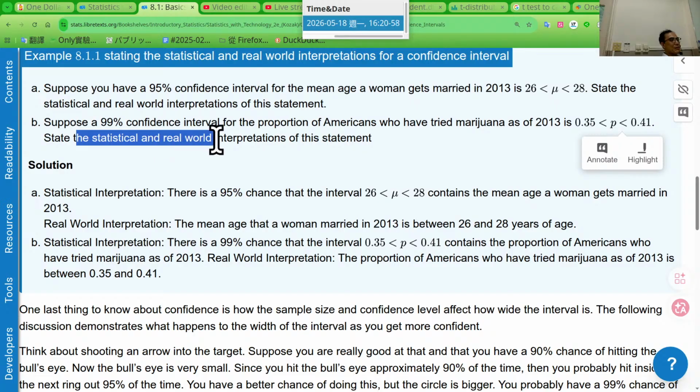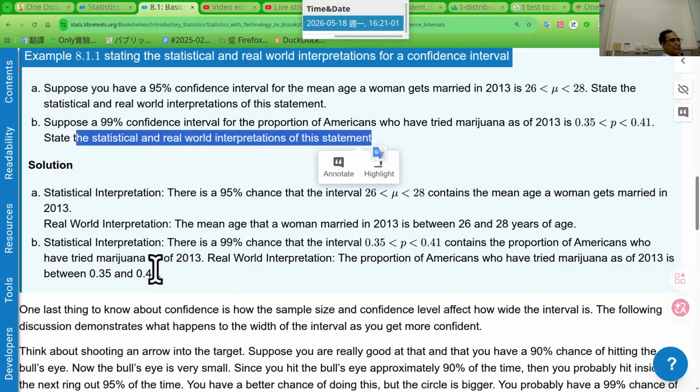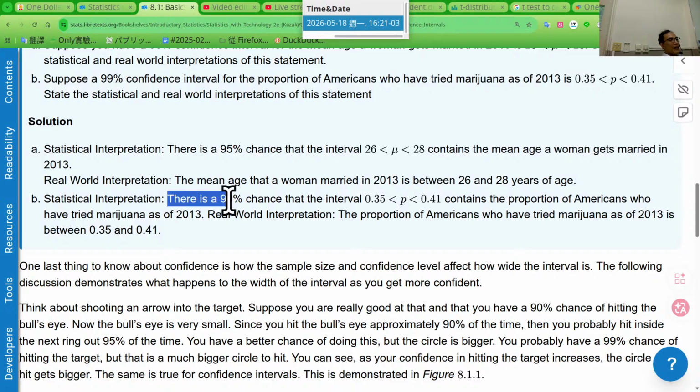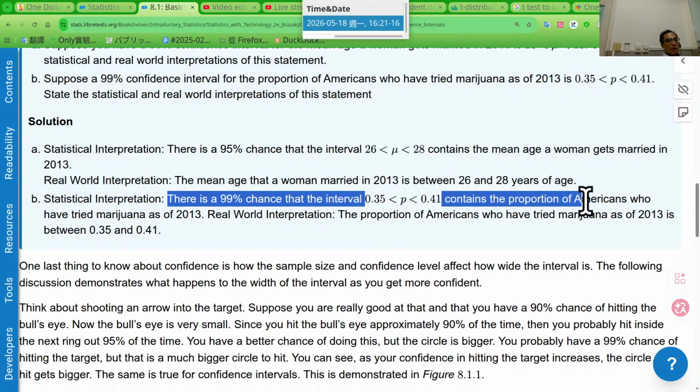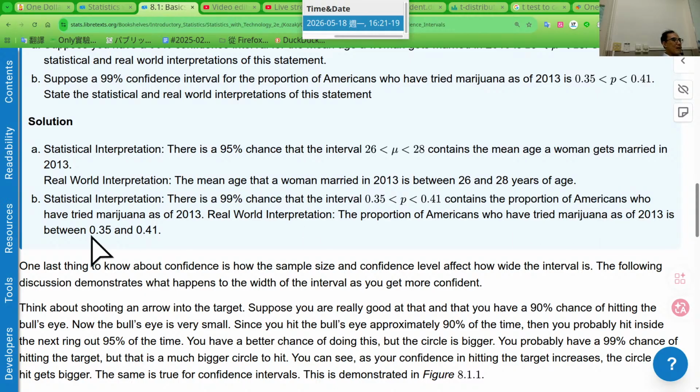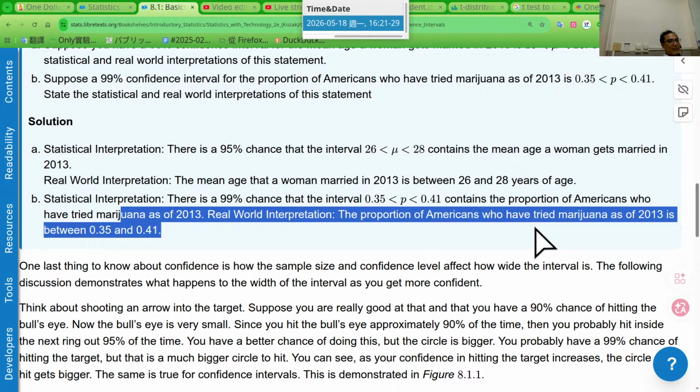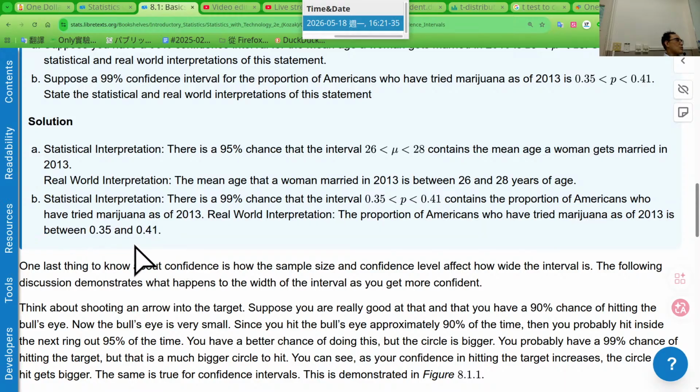State the statistical and real-world interpretation of this statement. There are 95 chances that the range of the interval between 0.35 and 0.41 contains the proportion of Americans who have tried marijuana as of the year 2013. The real-world interpretation: the proportion is between 0.35 and 0.41.